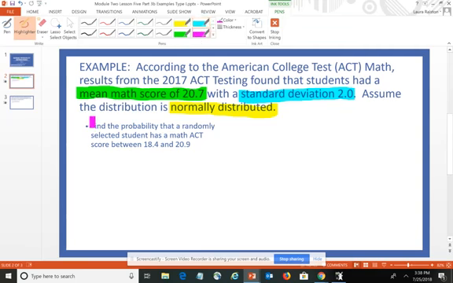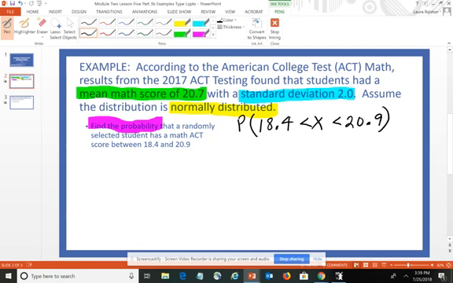Again, the clue to tell me which command to use on my calculator is that it says find the probability. It could also say find the percentage, or find the area under the curve. Remember, those phrases are synonymous and refer to the same thing. So this question says find the probability that a randomly selected student has a score between 18.4 and 20.9. And again, as we've seen with the others, you can write this expression in symbols.